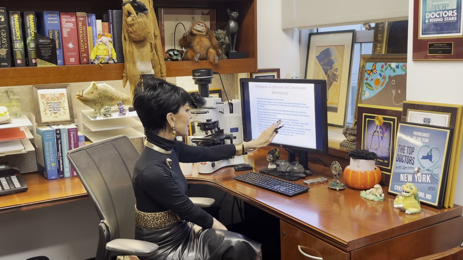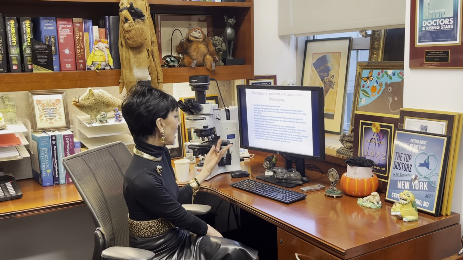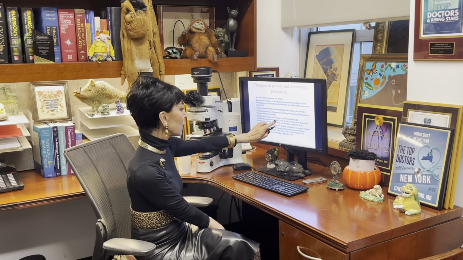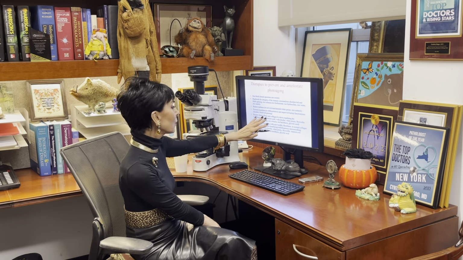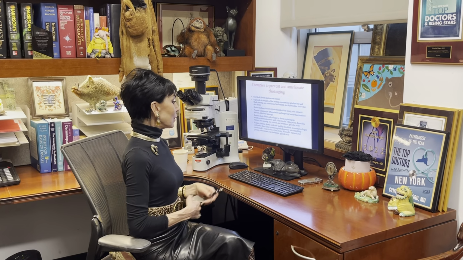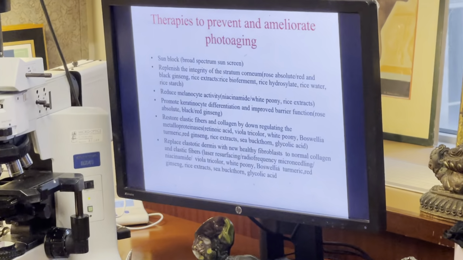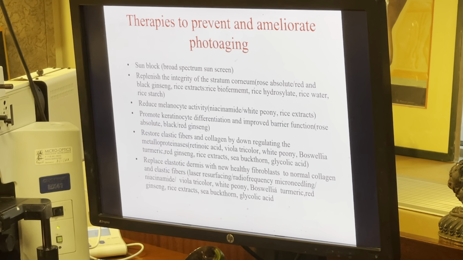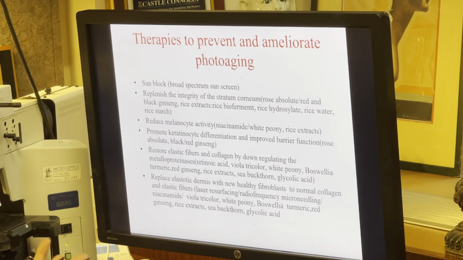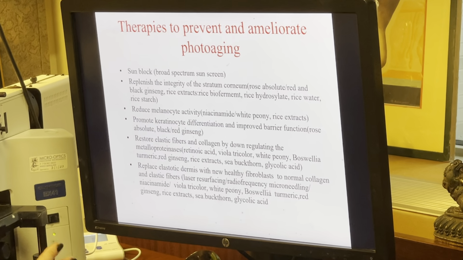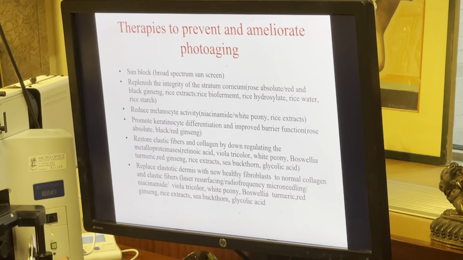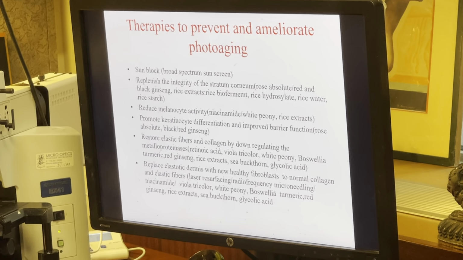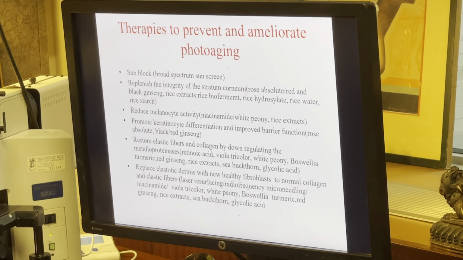Well, what about restoring the elastic fibers and collagen by downregulating metalloproteinases? There are a variety of topical products: retinoic acid, viola tricolor, white peony, boswellia, turmeric, red ginseng, sea buckthorn. All of these can potentially reduce the metalloproteinase activity, which is key for the digestion of the collagen and elastic fiber network. And you can replace that elastotic dermis with new healthy fibroblasts that will synthesize normal collagen and elastic tissue. One way is laser resurfacing, radiofrequency microneedling, but you can also still use topical botanicals like viola tricolor, white peony, boswellia, red ginseng, niacinamide to help promote collagen and elastic fiber production by fibroblasts.